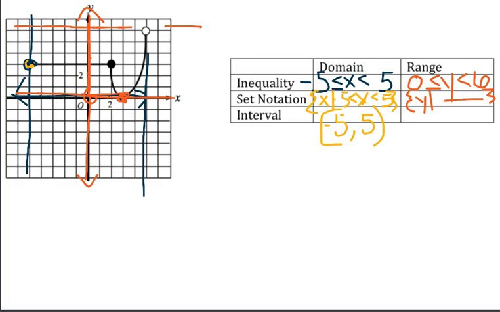Interval notation, you do the smallest number, comma, the biggest number. 0 is equal to, so we need a bracket. 6, it's not equal to, so we need the parentheses.